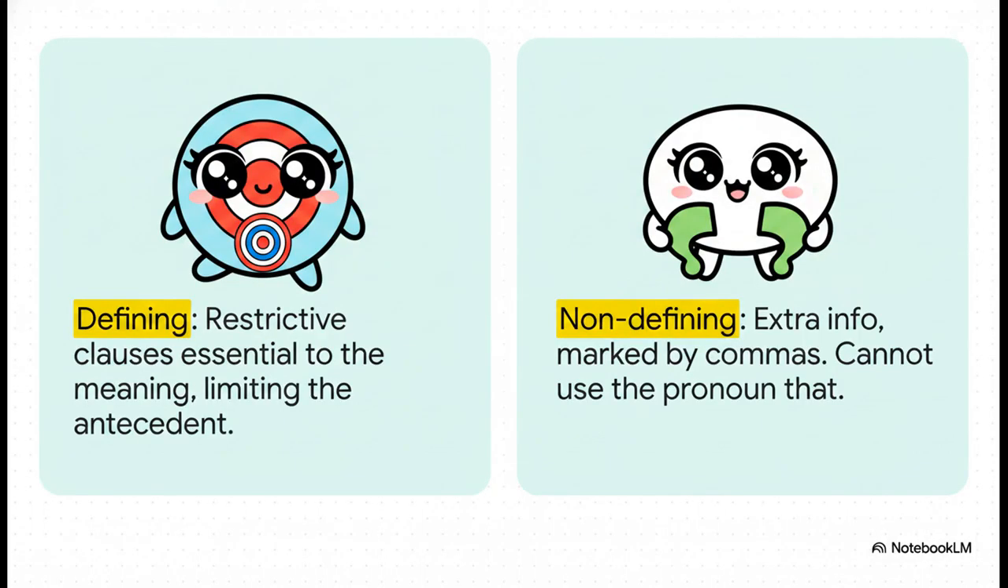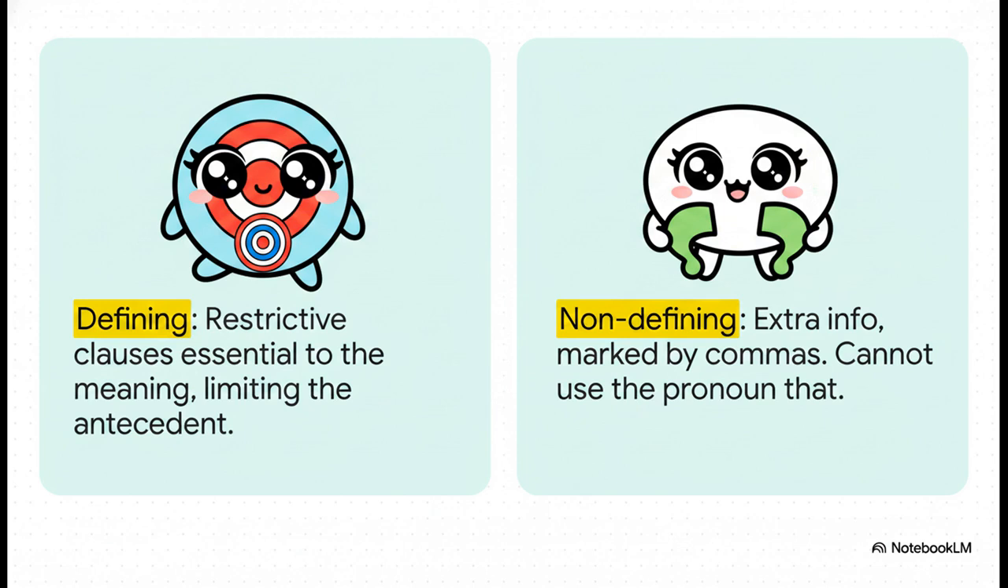Furthermore, we have to classify how these clauses actually restrict meaning. We contrast defining clauses with non-defining clauses. Defining or restrictive clauses are strictly essential to the sentence. They limit the antecedent. Think about the sentence, "The man who wrote this poem is coming to tea." We absolutely need that clause to know exactly which man we are talking about.